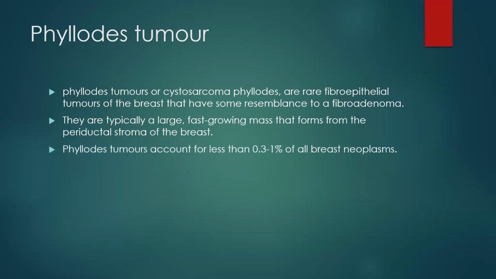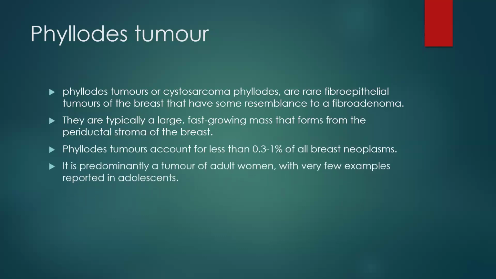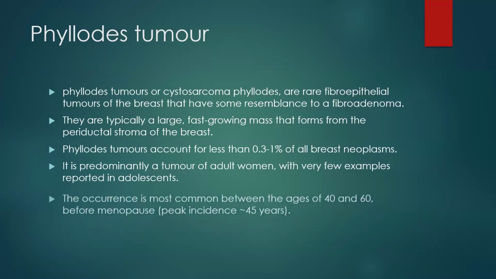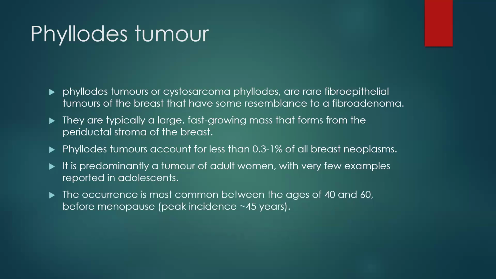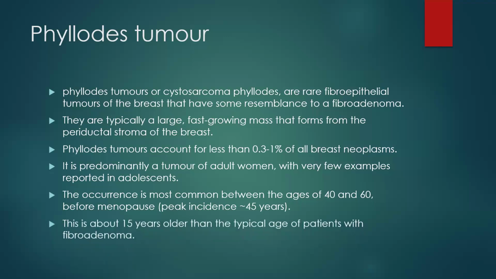Phyllodes tumors account for 0.3 to 1% of all breast neoplasms, and it is predominantly a tumor of adult women, with very few cases reported in adolescents. The occurrence is most common between the ages of 40 to 60. Before menopause, the peak incidence is around 45 years. This is about 15 years older than the typical age at which the patient presents with fibroadenoma. So you could use the age here as a discriminating factor between phyllodes tumor and fibroadenoma.